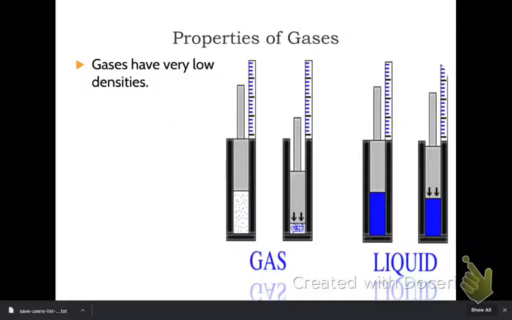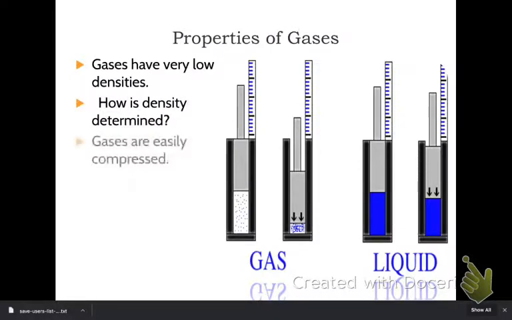And gases are very, very easily compressed. So we know that they're very, very small. And if you look at this first illustration, you can see that we haven't taken any gas particles out or added any to it. We just compress this little piston and push those gas particles into a very, very small space. Liquids, not so much. Liquids cannot be compressed. They can in a laboratory, but under ordinary conditions, we're going to say that they can't be compressed.